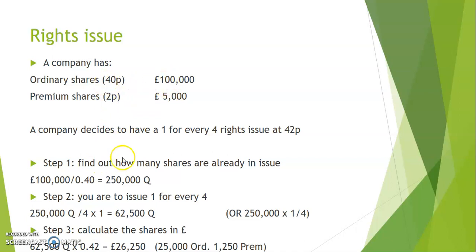Again, step 1, let's find out how many shares they have. 100,000 divided by 40p, they have 250,000 shares. We are going to do 1 for every 4. So 250,000 divided by 4 times by 1. So 62.5 thousand we are willing to give up, or 250 times by 1 over 4. We're willing to give up a quarter. We're willing to issue a further quarter.